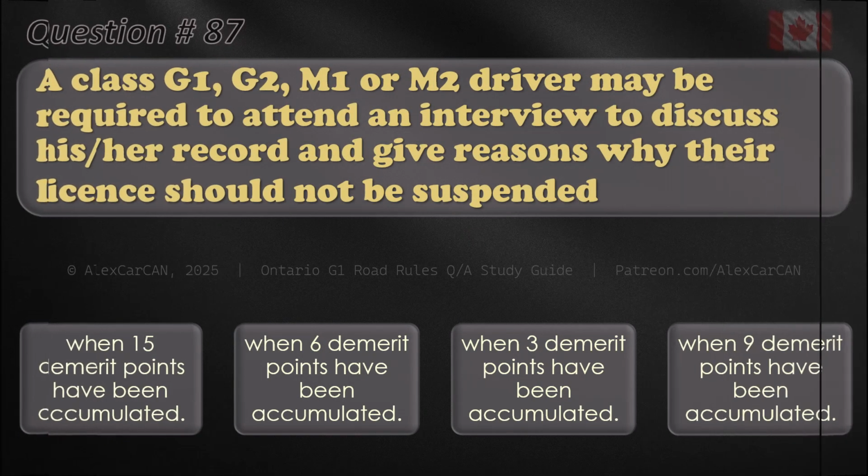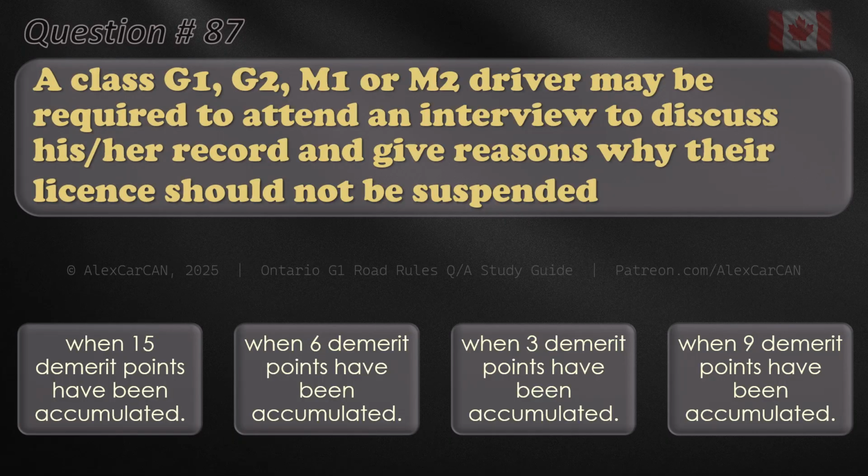Question number 87. A Class G1, G2, M1 or M2 driver may be required to attend an interview to discuss his or her record and give reasons why their license should not be suspended. When 15 demerit points have been accumulated. When 6 demerit points have been accumulated. When 3 demerit points have been accumulated. When 9 demerit points have been accumulated.